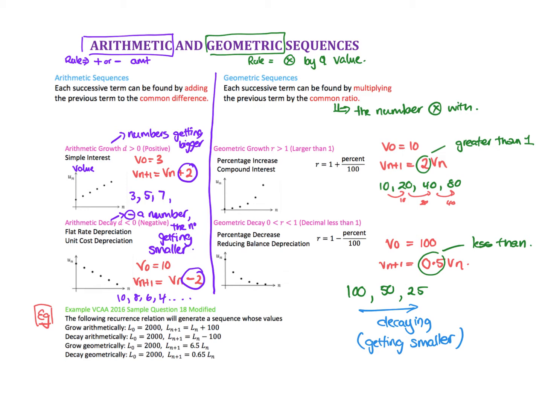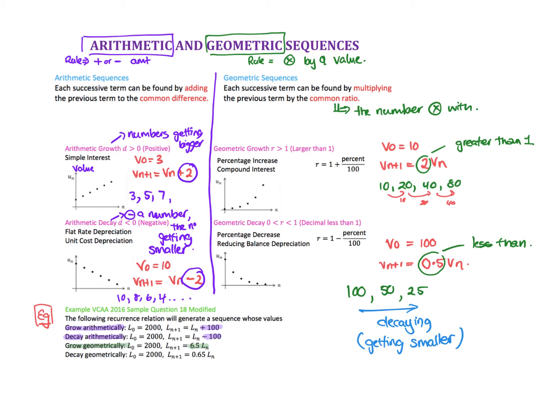So can you see the first one? It's growth and it's arithmetic because we're adding the same one, yeah? The next one is arithmetic, but it's decay because it's minusing 100. But it's the same amount, isn't it? But if we look down here at our geometric, if you're timesing by 6.5, is it going to grow or decay? Grow. So that's why that one's a growth.